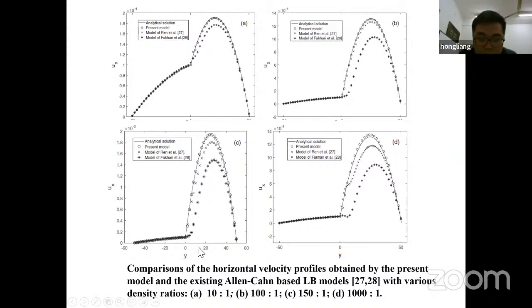Our model can accurately capture the velocity profiles, and some deviations can be obvious in the predictions of the previous Lattice-Boltzmann models. Next.